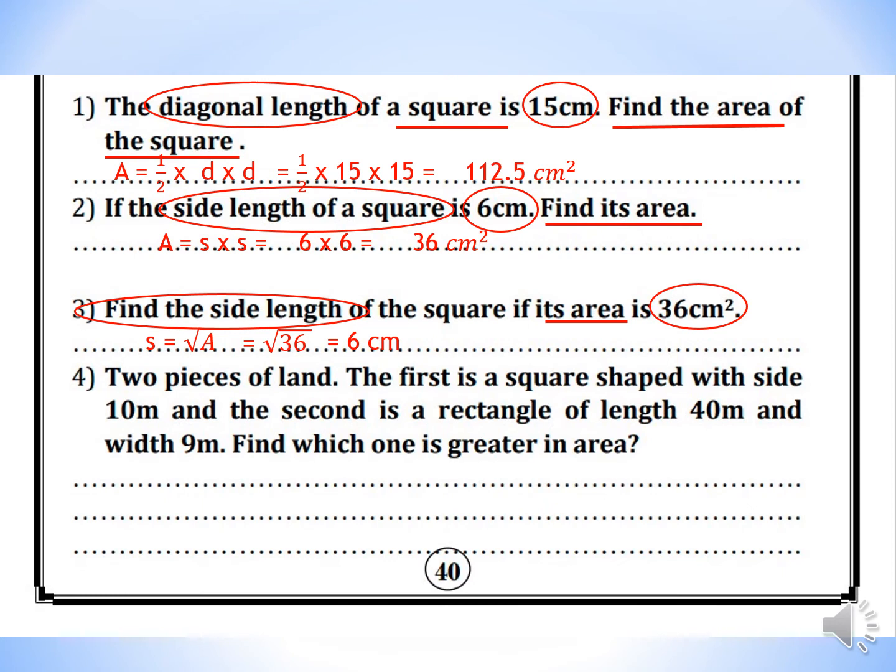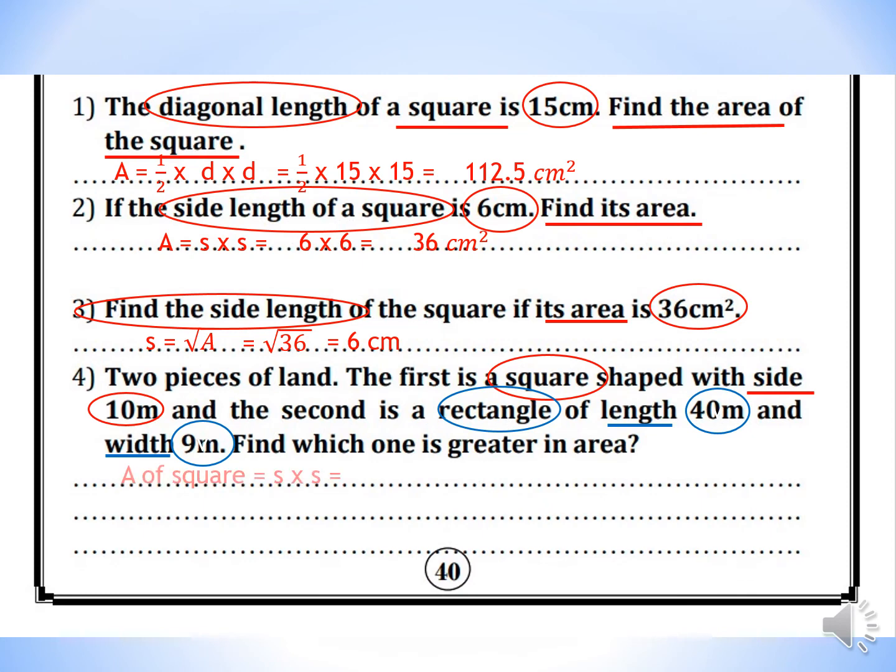Number 4. Two pieces of land. The first is square shaped with side 10 meters and the second is a rectangle of length 40 meters and width 9 meters. Find which one is greater in area. Let's read it again in detail. I have two pieces of land. The first is a square with side 10 meters and the second is a rectangle of length 40 meters and width 9 meters. Let's see which one is greater.